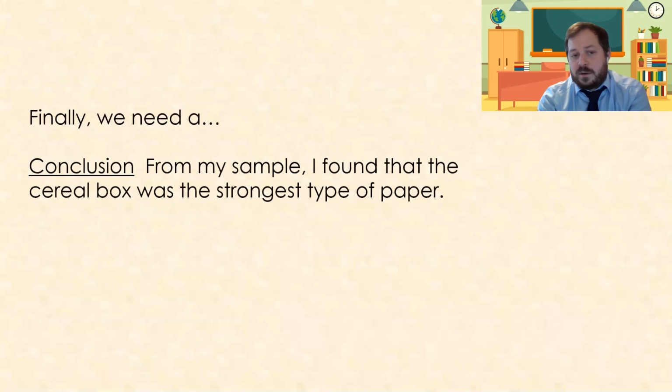Finally, we need to do a conclusion. So from my sample, I found out that cereal box was the strongest type of paper. Again, much like our prediction, you could write a because statement in order to show it, because the paper that was in the cereal box was much thicker, and therefore it could take more weight before it ripped.